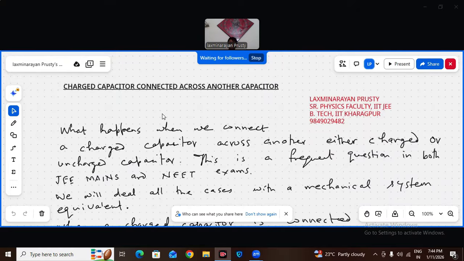Examinations. The question is, a capacitor which is charged is connected across a second capacitor which may be charged or may not be charged. Then they ask normally what is the heat developed and what is the common potential, like this they ask.